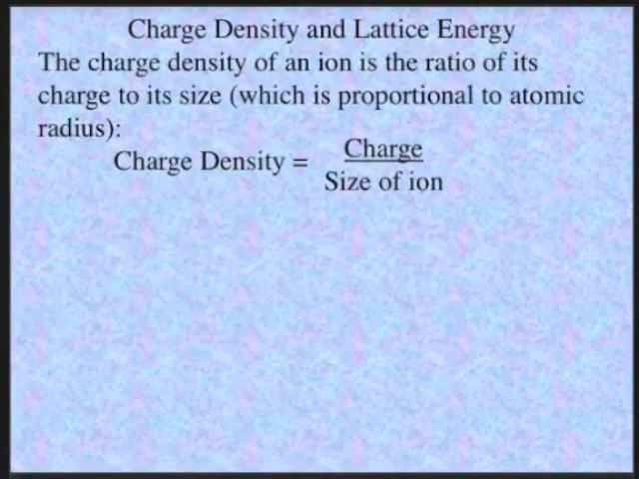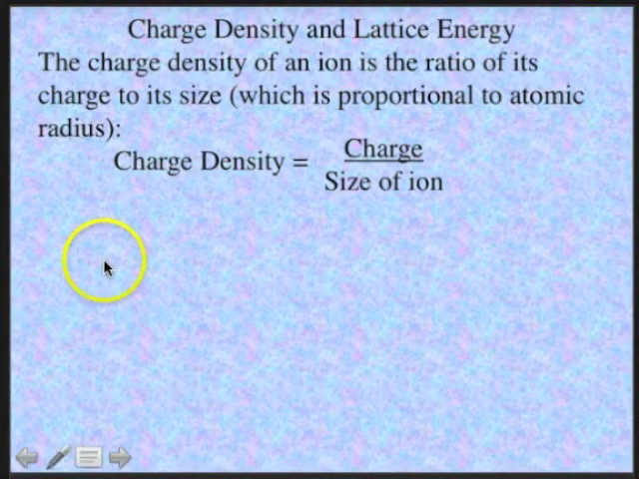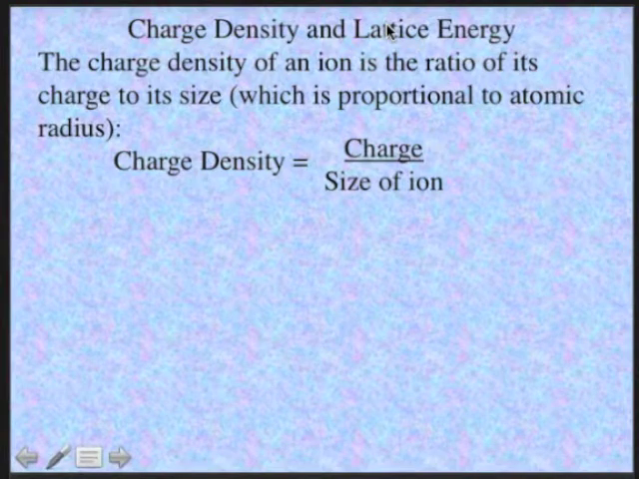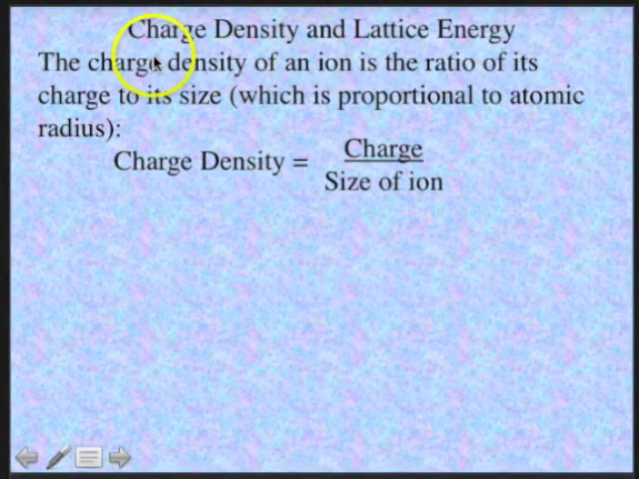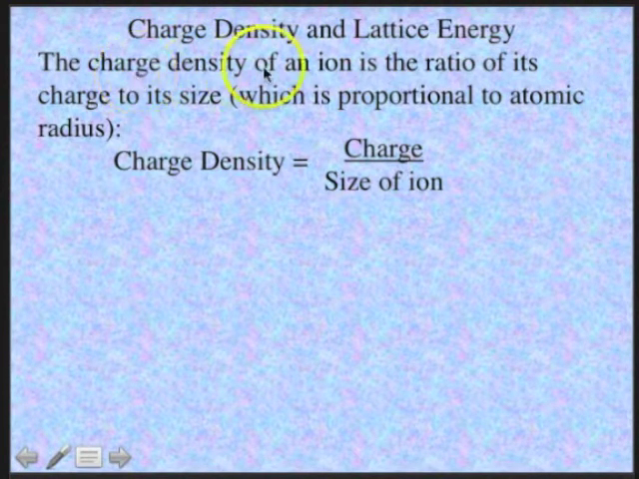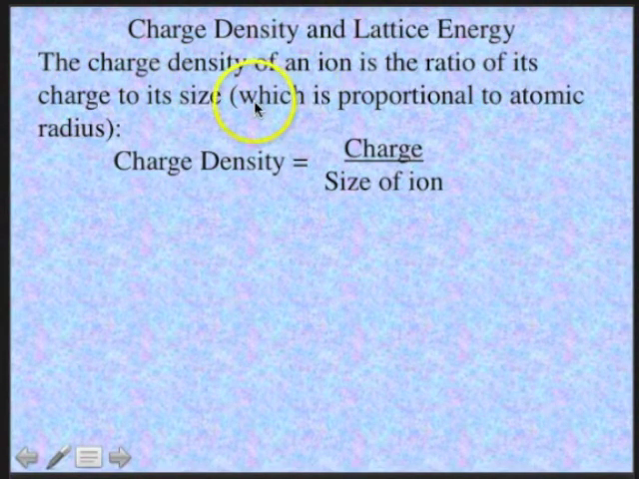Now we're going to talk about a concept which is not in your textbook, so listen up. It's called charge density, and we're interested in it because of its relationship to lattice energy. Lattice energy, as we saw, was the biggest single exothermic step in the formation of sodium chloride. So what does that have to do with charge density? The charge density of an ion is the ratio of its charge to its size. And of course, the size is proportional to the atomic radius.